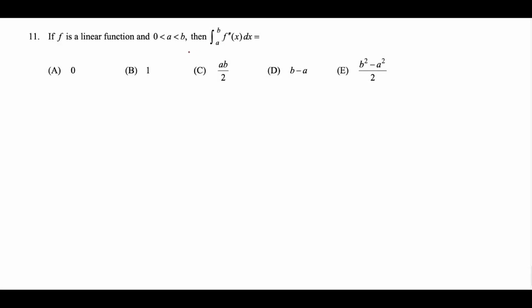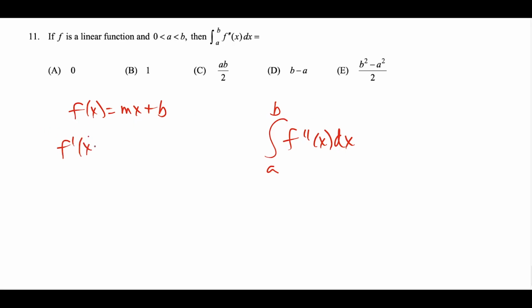Now some of these questions here are so easy that they're difficult, but we have f of x is a linear function. So I'll just write it as mx plus b. And we want to find the definite integral from a to b of f double prime of x. Now, if this one is not obvious that it's 0, just know if my function is linear, that means my first derivative is constant. So the second derivative of a linear function is 0. So that means we're doing the integral from a to b of 0.